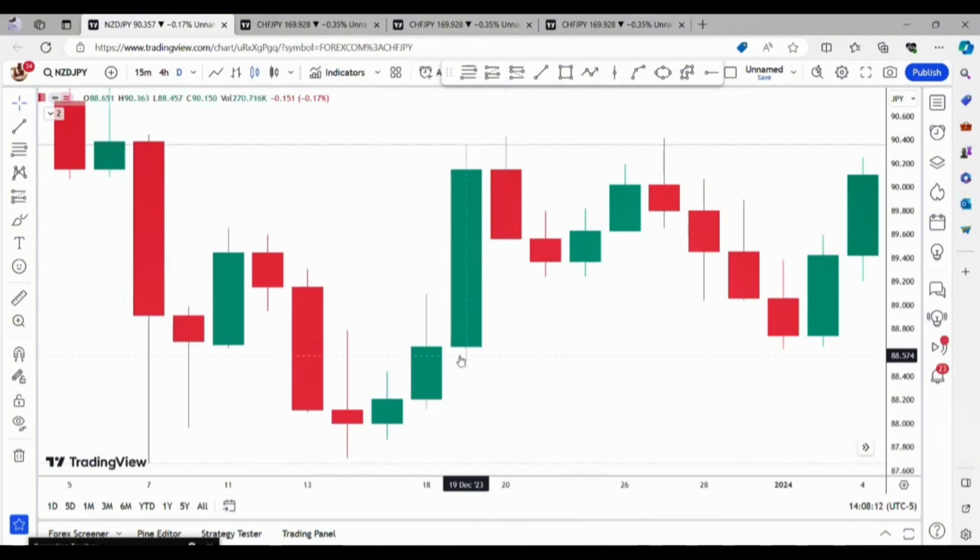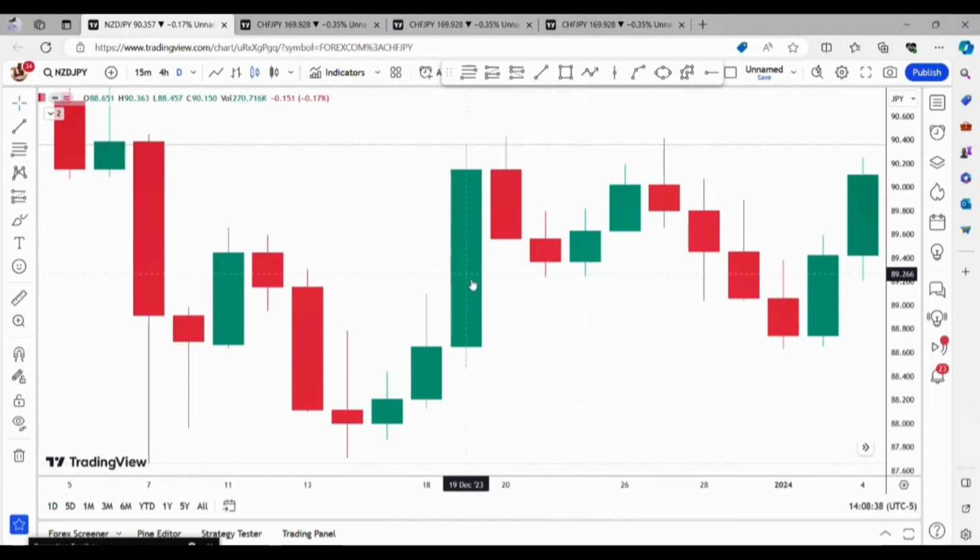We said for a buy day, price has to close above the opening price. The opening price is down here, price has to close above here. But for a sell day, price has to close below the opening price. The opening price is over here. When we closed here, this candle opened and then closed down here. Another candle opened, closed down here. This one opened, closed above here. That is how we read candles and candlesticks.